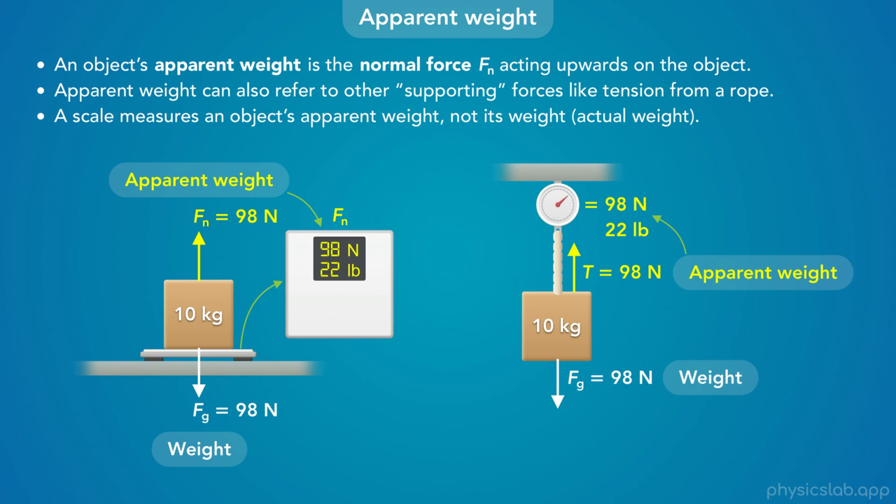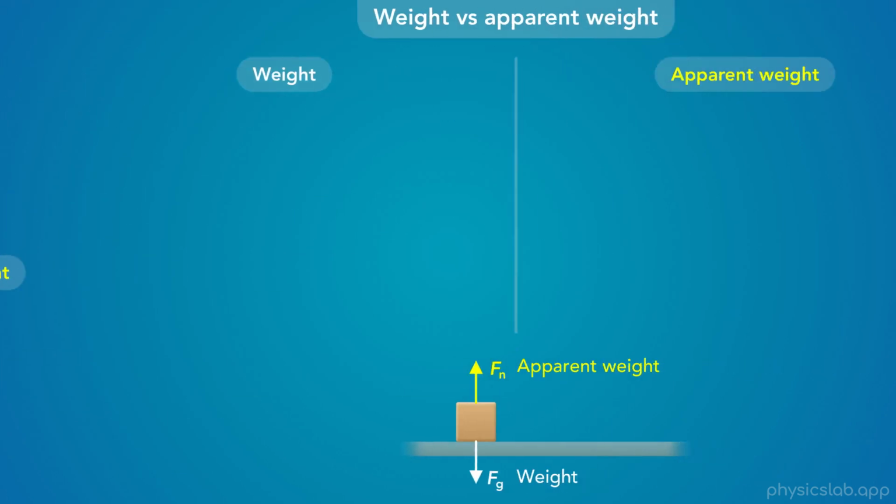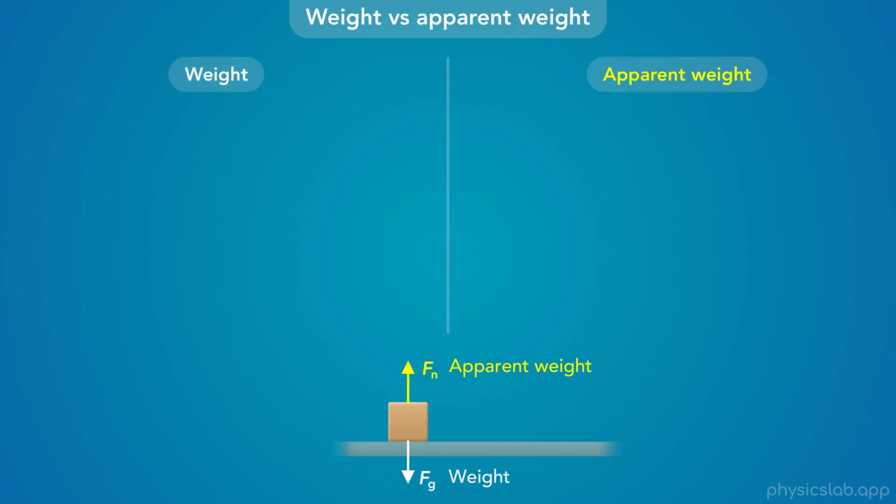So why do we usually think that a scale measures an object's weight? Let's review the difference between weight and apparent weight, and then we'll see when they're equal and when they're different. Weight is the gravitational force on an object, Fg, and apparent weight is the normal force on an object, Fn. Or, like we said, it could be another force like tension.